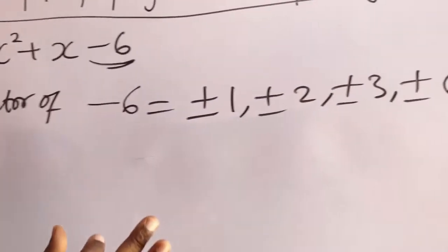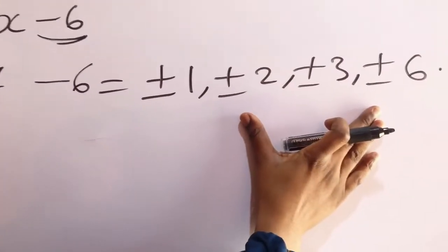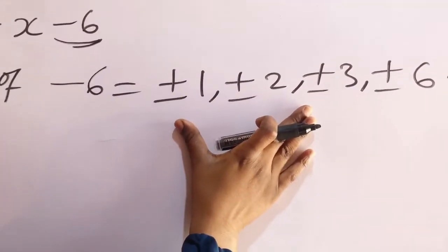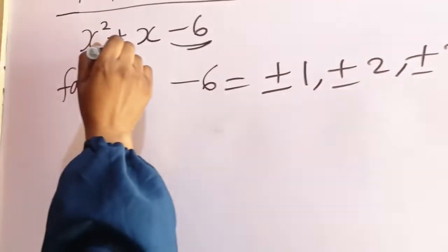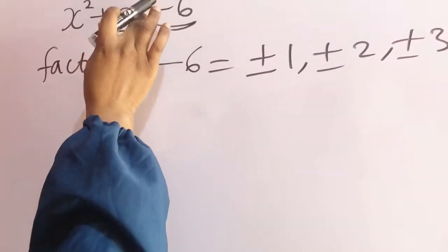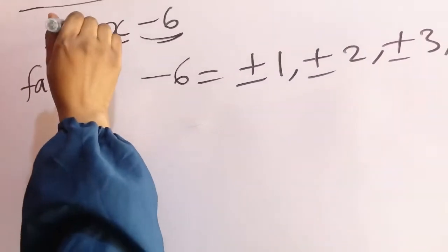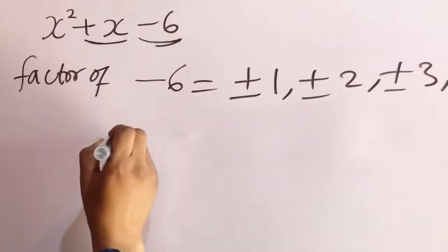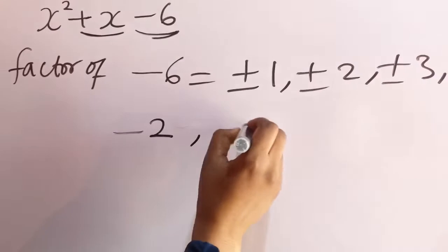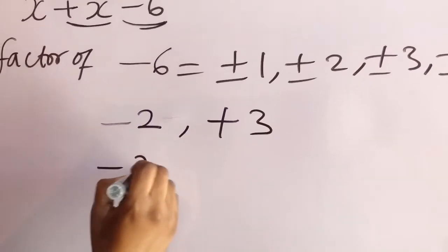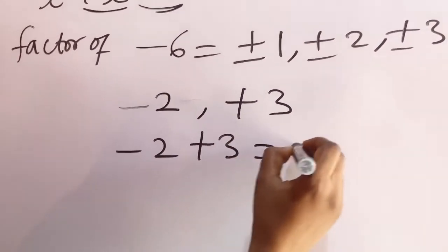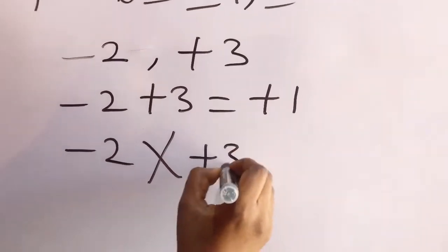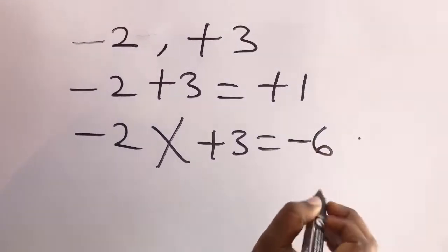Now, take two out of these factors of minus 6. Those two factors, after adding them together, we must have plus 1. That is the coefficient of x, and the coefficient of x is plus 1. So that means we are looking for minus 2 and plus 3. Minus 2 plus 3 gives plus 1. Minus 2 multiplied by plus 3 gives minus 6. So that is what we are looking for.